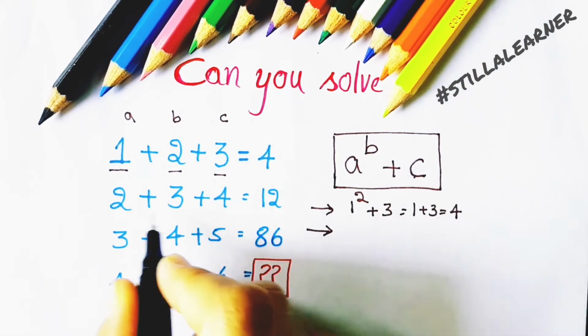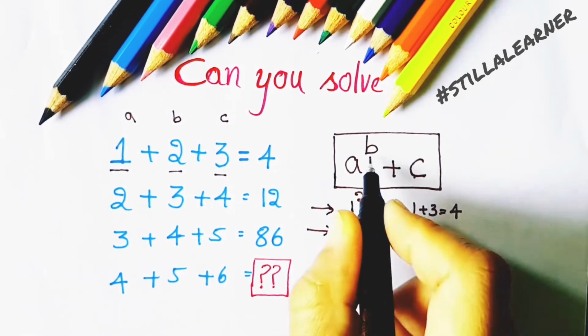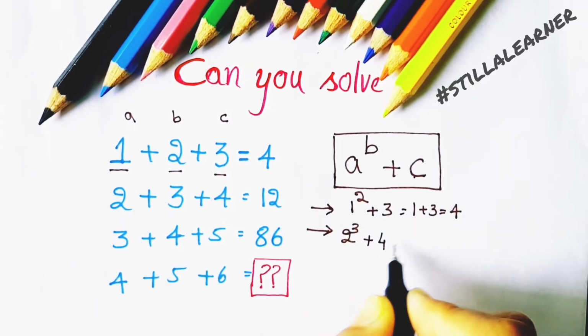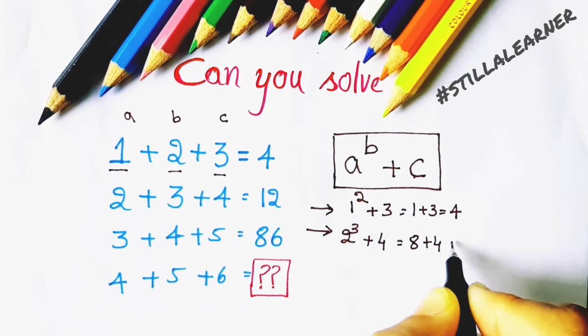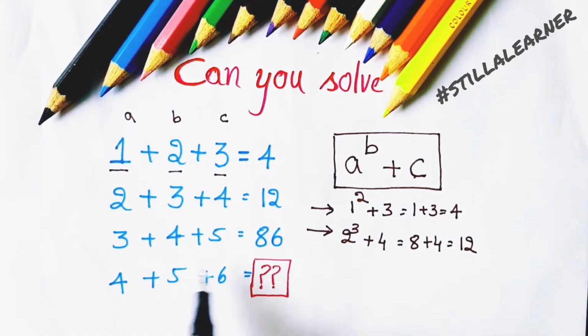Here A is taken as 2 and B is taken as 3. Okay. 2 power 3 means 2 cube, plus 4 as C. 2 cube means 8, plus 4 equal to, what is the answer? 12. So this one is also solved.